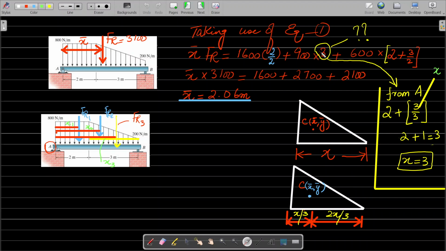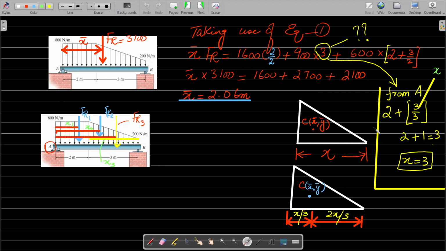How we calculate this 3 is very important, because we know the centroid of a triangle is located at this point C, and we assume the length of this triangle is x. The centroid will always be located at 1/3 of this length from one side and 2/3 of this length from the other. So if this is x, from here to here it will be x by 3, and from here to here it will be 2x by 3. The same logic applies to this triangle.